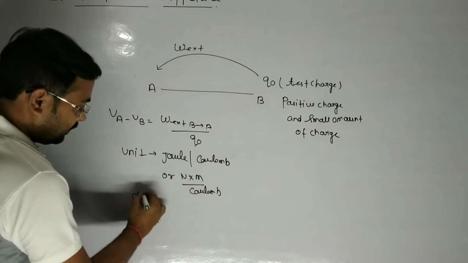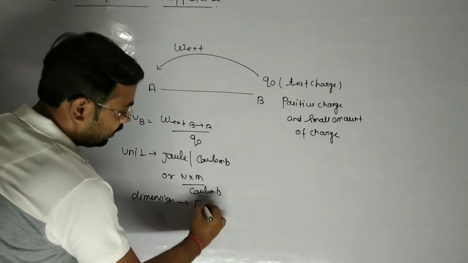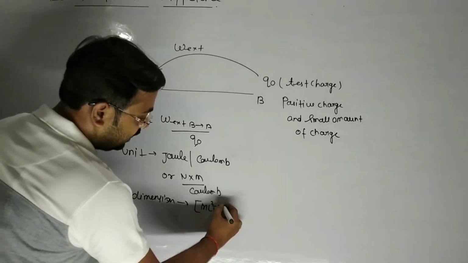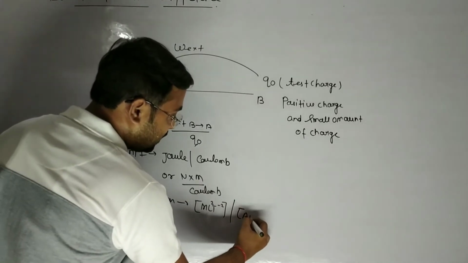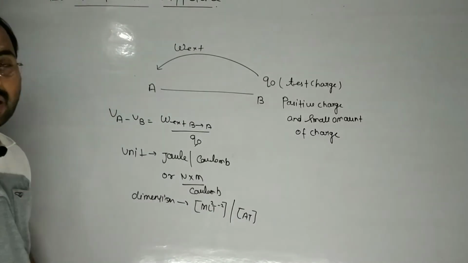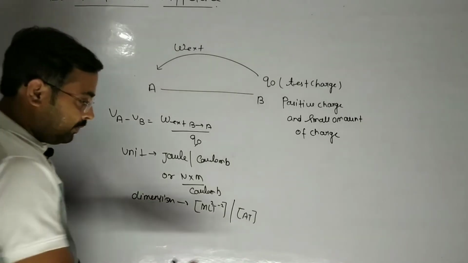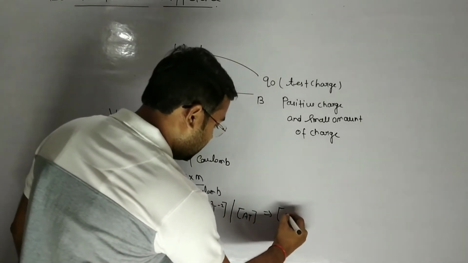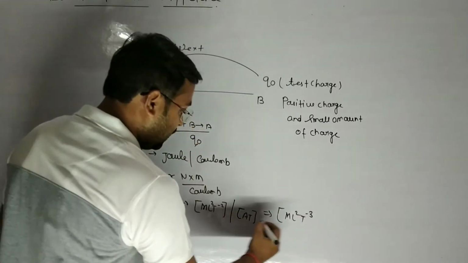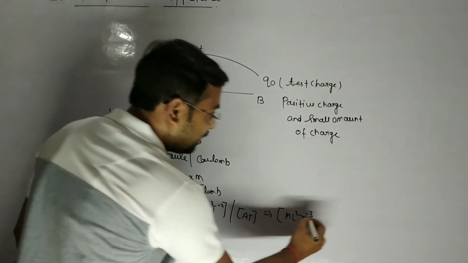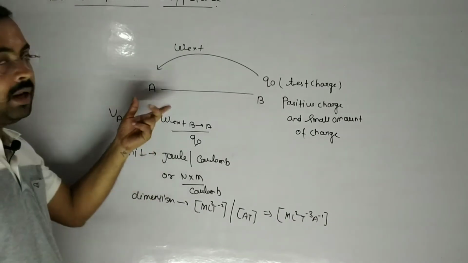Dimension. The dimension of work is ML squared T to the minus 2. Charge has dimension AT, because the formula of charge is Q equals I t, where I is the current, that means A, and t is the time, T. Then the dimension formula of potential difference is ML squared T to the minus 3 A to the minus 1.